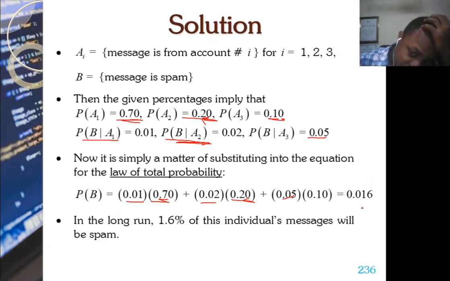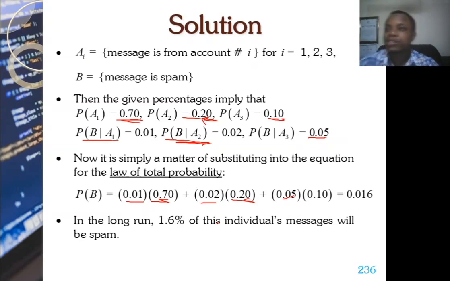0.016. Okay, so this is telling us that there is a probability of about 1.6% that the individual's mail, in this case my mail, will be made out of spam. So this is how we make use of the total law of probability. That is when we sum the product of the conditional probabilities and the probabilities of the individual events, sum everything together, and that gives us the law of total probability.